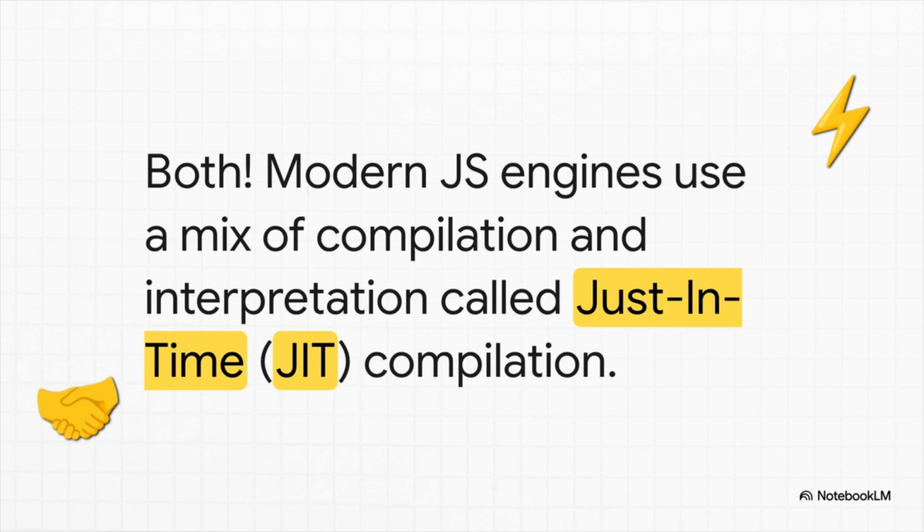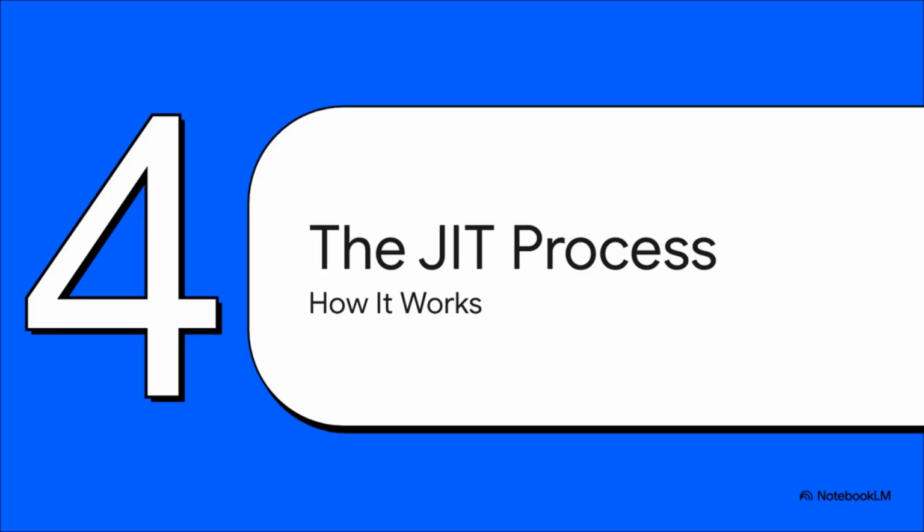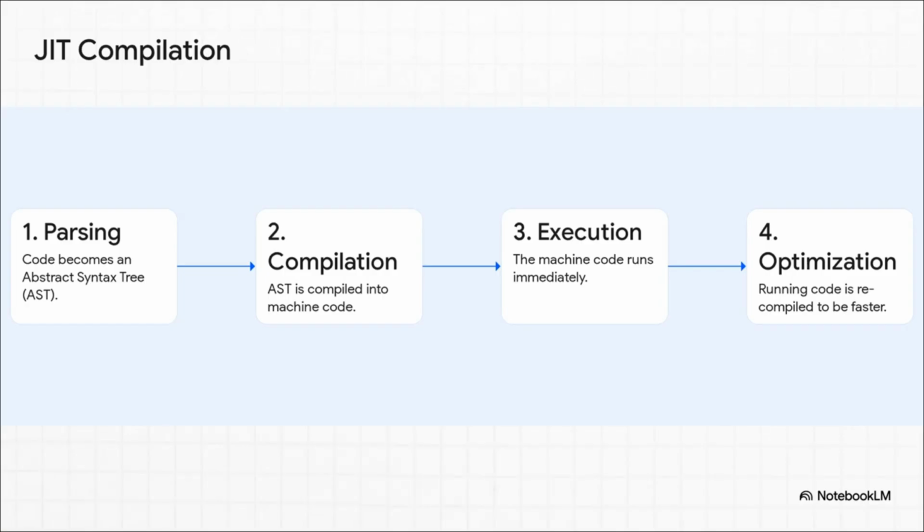Modern JavaScript engines use this amazing hybrid approach called just-in-time, or JIT, compilation. It literally takes the best parts of both worlds to squeeze out every last drop of performance. So what does this just-in-time process actually look like? When your code hits the engine, it goes on this fascinating, multi-step journey from simple text to highly optimized machine code. It all unfolds in 4 key stages. First, the code gets parsed. Then, it's compiled and immediately executed. But, and this is the cool part, it doesn't stop there.